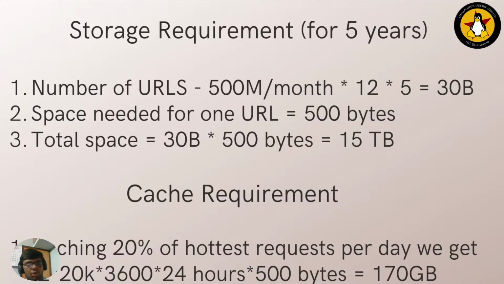So we just converted to 3600, which is 1 minute. So which is 1 hour to 24 hours. We are requiring 500 bytes for that, and just 20% of that. So we'll be requiring 170 gigabytes of cache. So 170 GB of cache is something which fulfills our requirements. So these are some basic calculations.